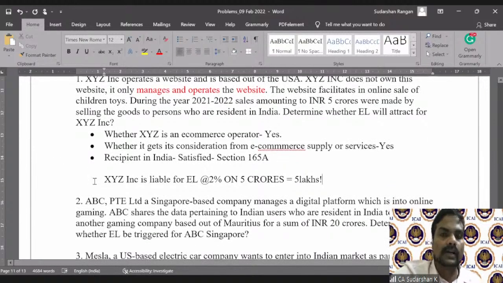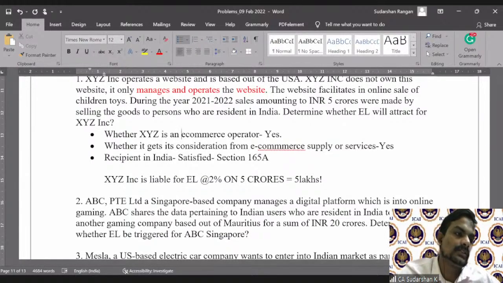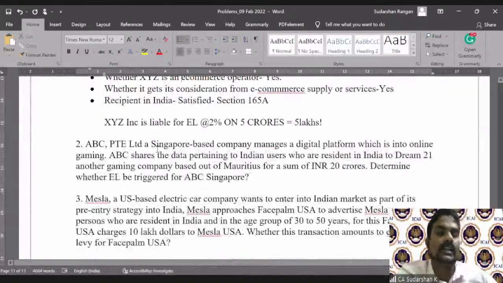So the first question we are done. It's very clear, e-commerce operator. So I need to see whether I'm an e-commerce operator. I should be a non-resident e-commerce operator. Whether I'm getting consideration for providing e-commerce supply or services. Looking at the definition, it looks very wide. And then one of the other conditions is I should be providing these services to a recipient in India. So this is also satisfied. So the first question is done and dusted.